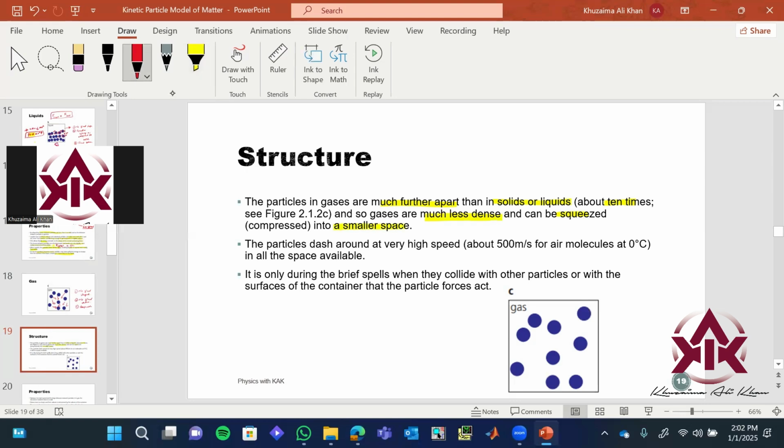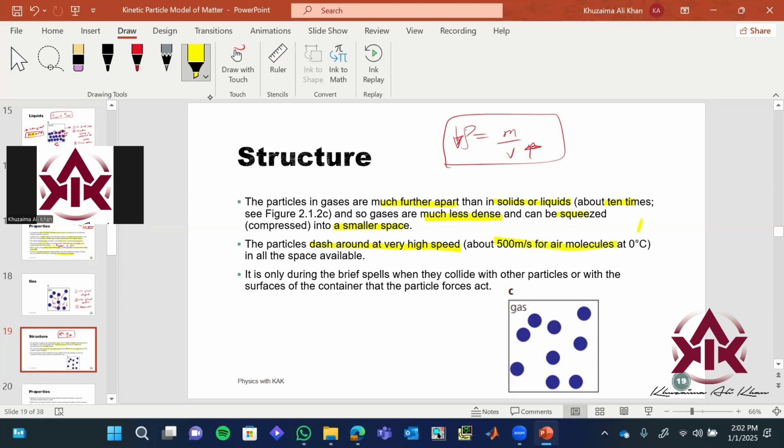Again, what is density? Density is mass over volume. So if your volume is huge, that means your density has reduced. That is why gases are less dense. Particles dash around at very high speed since they have enough spaces. They can move around freely, and that means particles can move at very high speeds, about 500 meters per second for air particles.